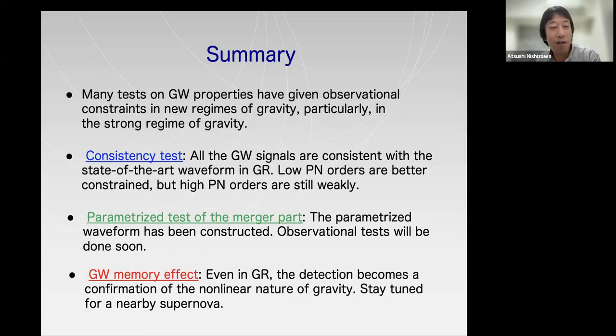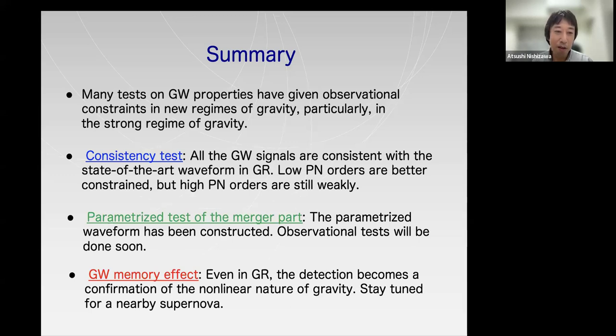Okay, so it's almost time, so I will summarize my talk. Many tests on gravitational wave properties have given observational constraints in a new regime of gravity, particularly in the strong regime of gravity. I introduced 3 tests. One is a consistency test. The low post-Newtonian orders are better constrained, but high post-Newtonian orders are still weakly constrained and allow large deviation from GR.